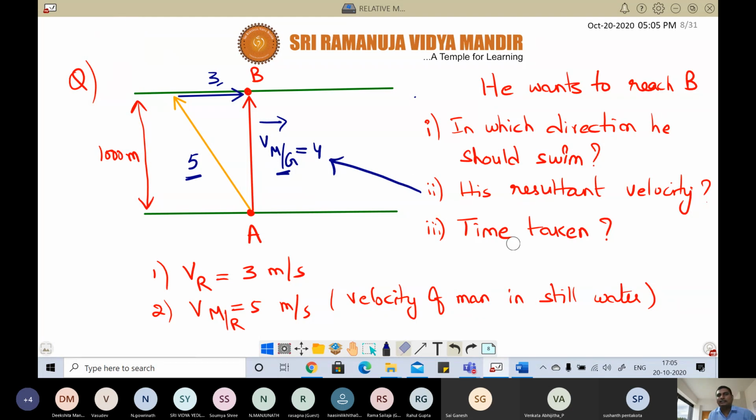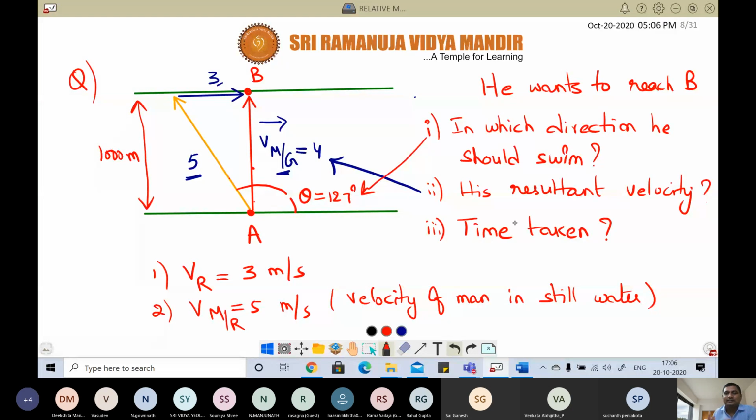Okay, this is what they are asking. The absolute velocity means resultant velocity. Next, in which direction he should swim? Now first, you know two sides in this triangle, so immediately you can easily calculate this angle. Suppose this angle is alpha. Opposite, you know, hypotenuse, you know, that means 3 by 5. That means 37. So you write directly 37. And this angle is anyway 90. Now this total angle is called theta. So theta is 90 plus 37, that is 127. So directly theta equal to 127. So that is the first answer.